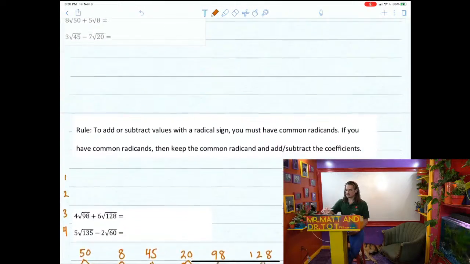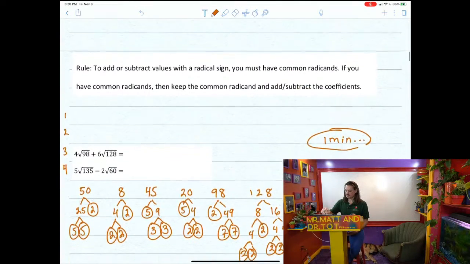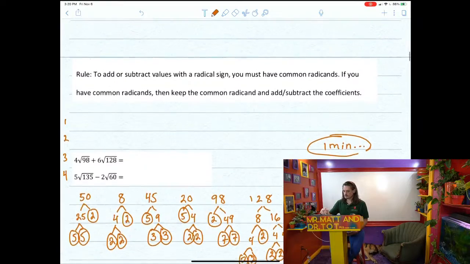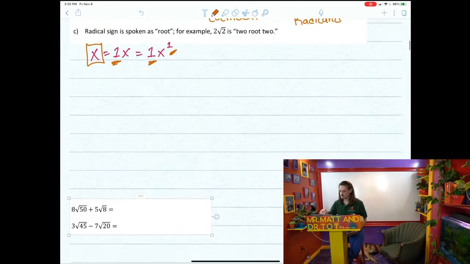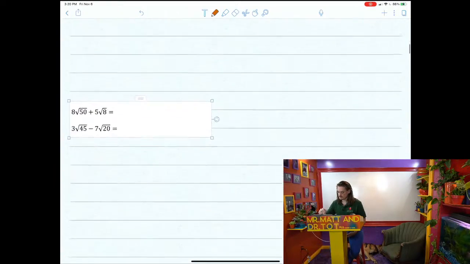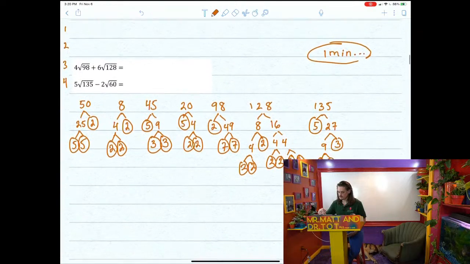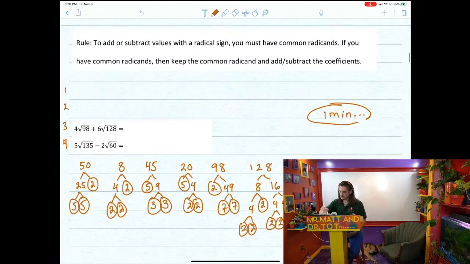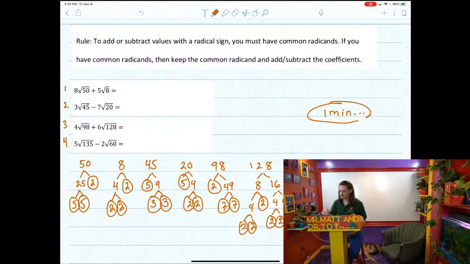Okay, so let's look at these. Oops, I'm sorry. Oh no, what happened? Sorry, deleted that by accident.